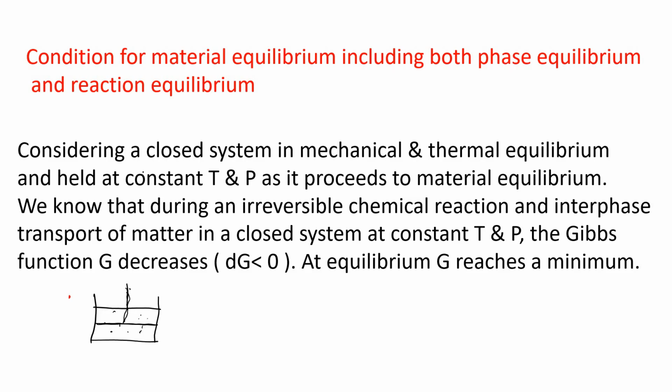So now our system is a closed system which is in thermal and mechanical equilibrium, and one more condition I am putting: I am keeping temperature and pressure constant and it proceeds towards material equilibrium. Then how is it possible? It is a closed system. For an open system, matter can be exchanged with the surroundings, but in a closed system, how is it proceeding to material equilibrium?